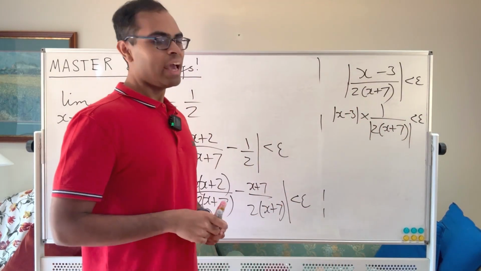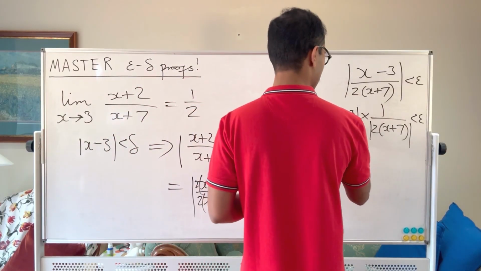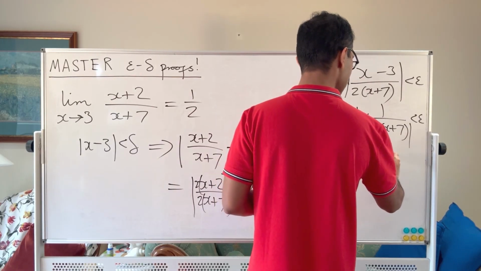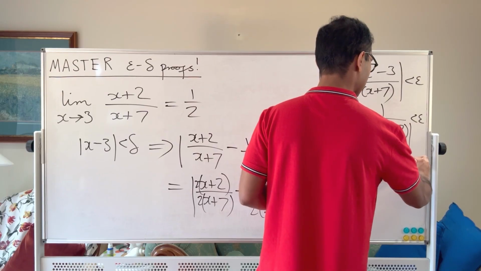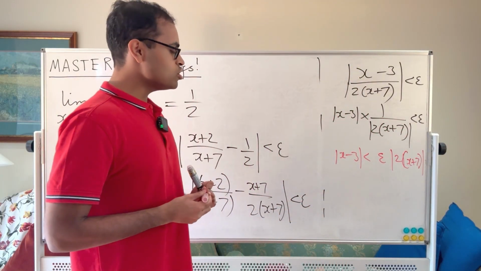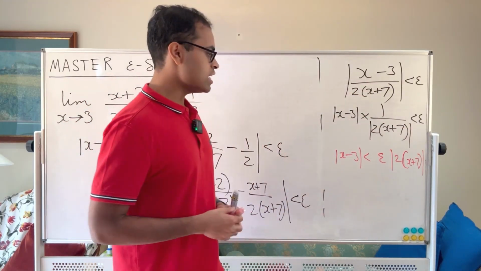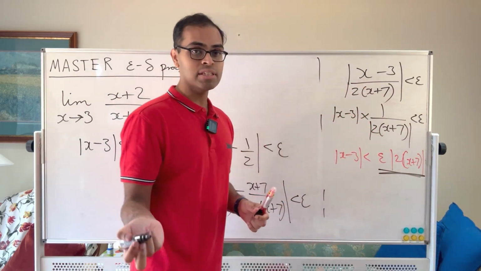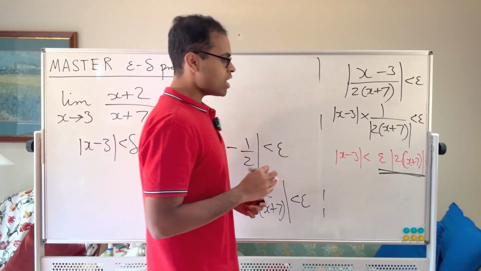Now, again, it helps. It's not rigorously true, but it helps to say that if the absolute value of x minus 3 is less than epsilon times the absolute value of 2 times x plus 7, and if we know that, then we can ensure that this quantity is going to be less than epsilon, right? So if we take delta to be this, then we've solved the problem, but we can't do that because this is dependent on x, and we want delta to be only dependent on epsilon. So how do we pick our delta?